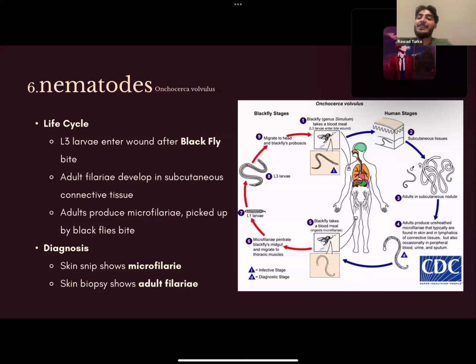So how do you diagnose it? You diagnose it through a skin snip. This is important, skin snip, because it's going to show microfilariae. The microfilariae are in your skin subcutaneously, and once you take a little biopsy of the skin, or skin snip, you're going to find the microfilariae.